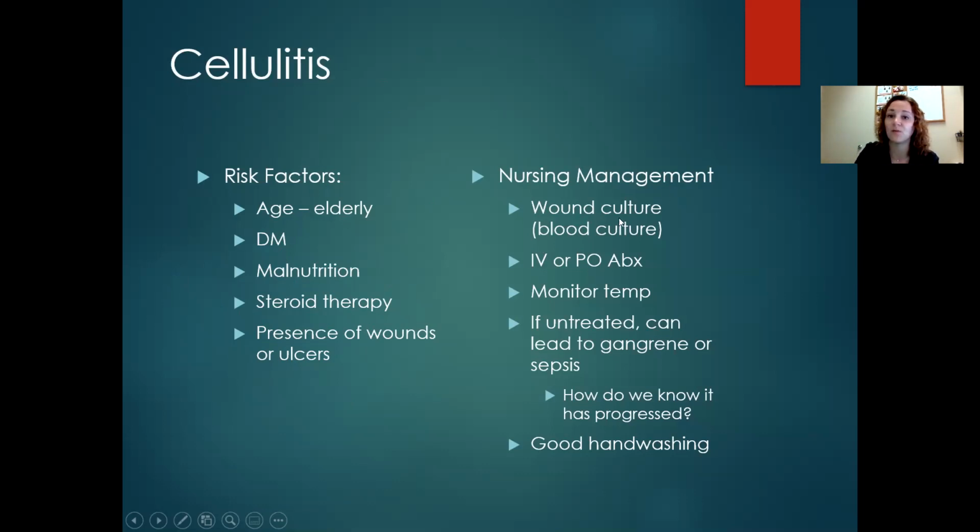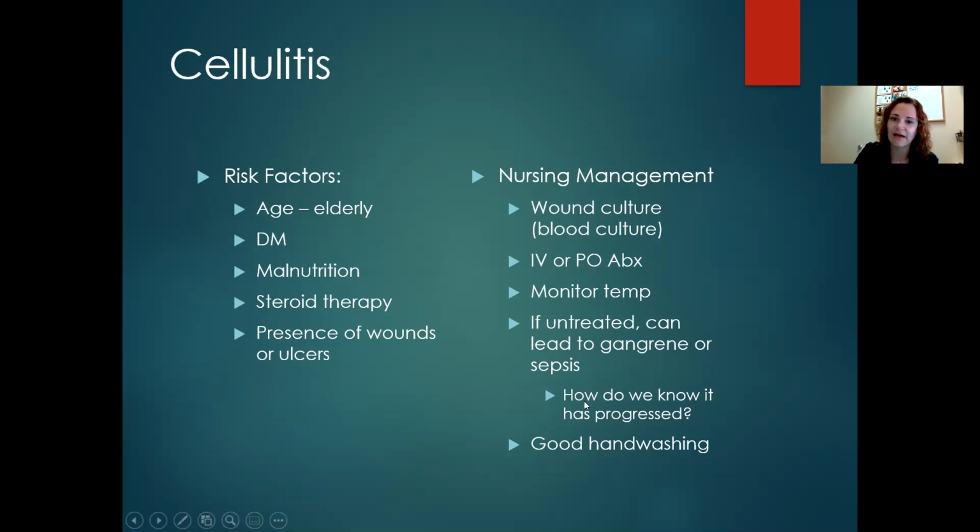Our nursing management: wound cultures and blood cultures, we're going to get those before we start our IV or PO antibiotics. Monitor and treat their temperature if they develop a fever. And if untreated, this can lead to gangrene or sepsis, which could lead to amputation of that limb, or worse, like death related to severe sepsis.